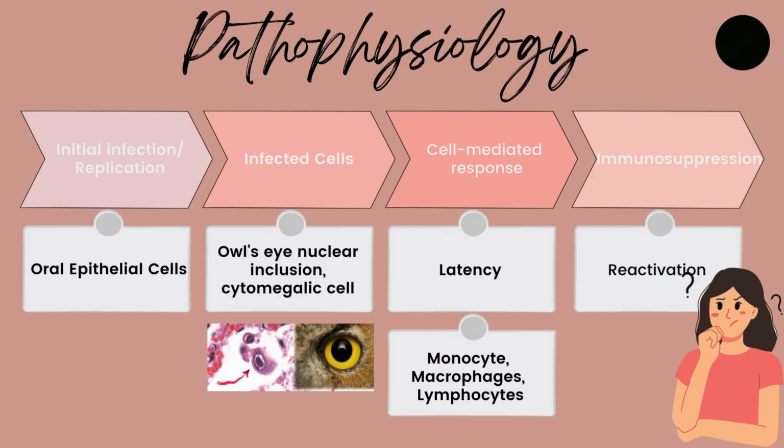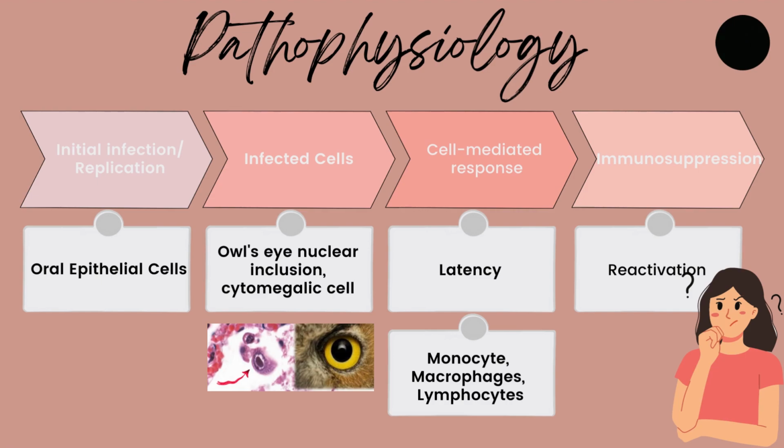Now, for this slide, we're going to talk about the pathophysiology of the cytomegalovirus, or the CMV. So, in an initial infection or replication, the CMV infects all ages and is spread from an infected individual directly through body fluids, like for example, blood, saliva, urine, sperm, and also breast milk. So the cytomegalovirus is capable of infecting a wide variety of cell types, which includes epithelial cells or the oral epithelial cells.